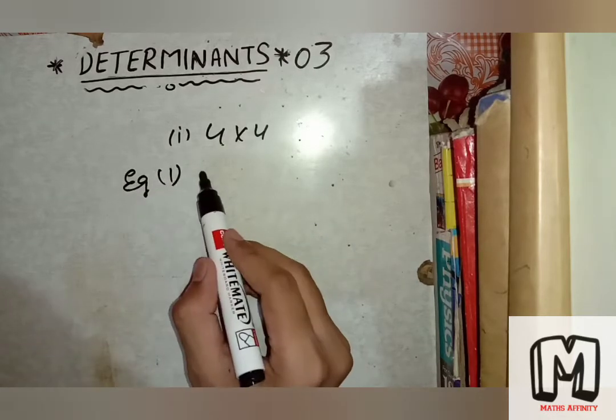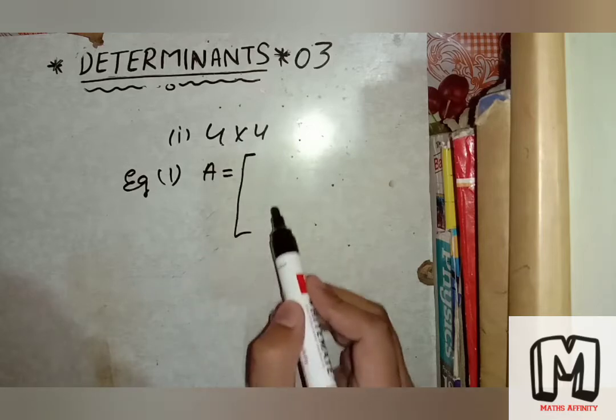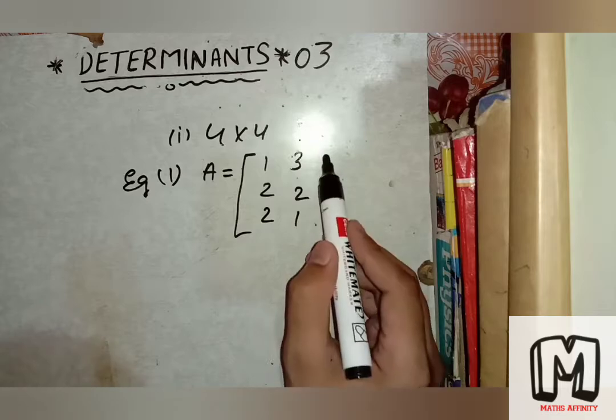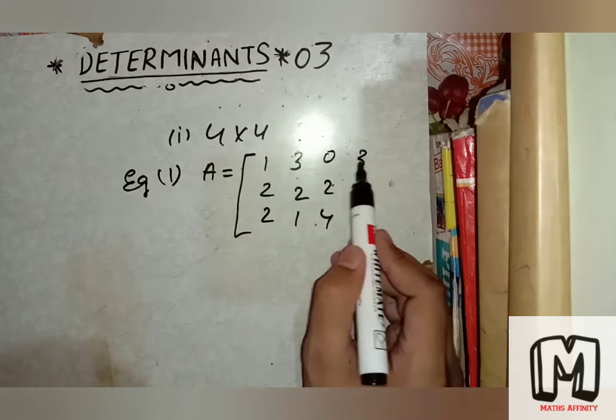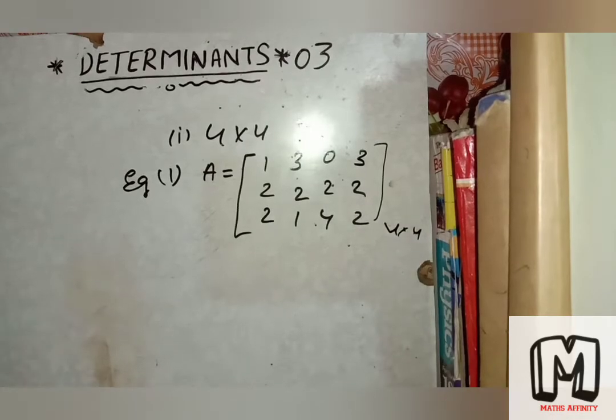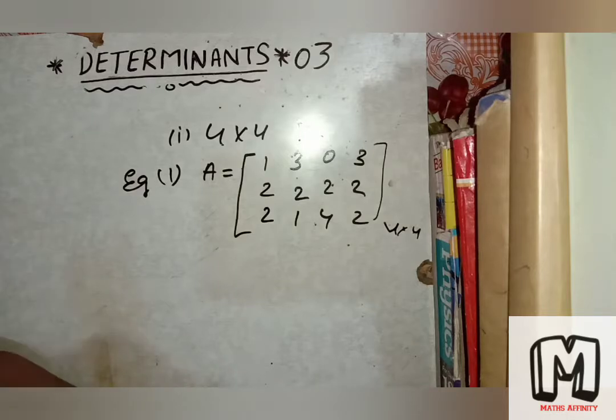Suppose I am giving example 1. Let a matrix A be 1 2 2 3, 2 1 0 2, 4 3 2 2. This is the matrix of order 4x4, meaning the number of rows is 4 and the number of columns is 4. So how do we have to solve this? We have to solve it simply like a 3x3 matrix. There is no difference between solving a 3x3 matrix and solving a 4x4 matrix.